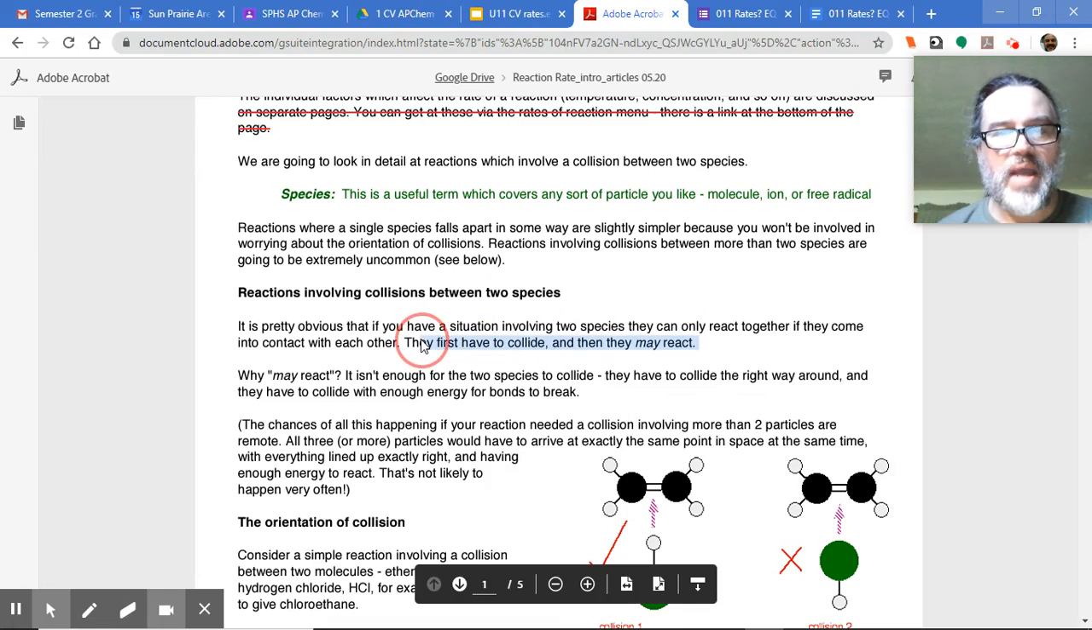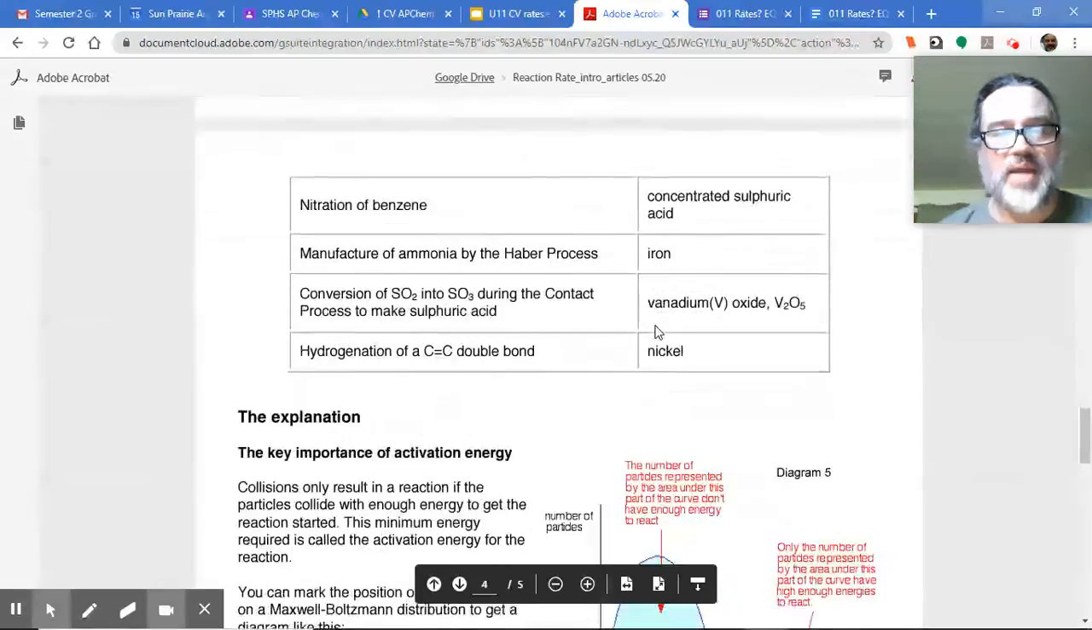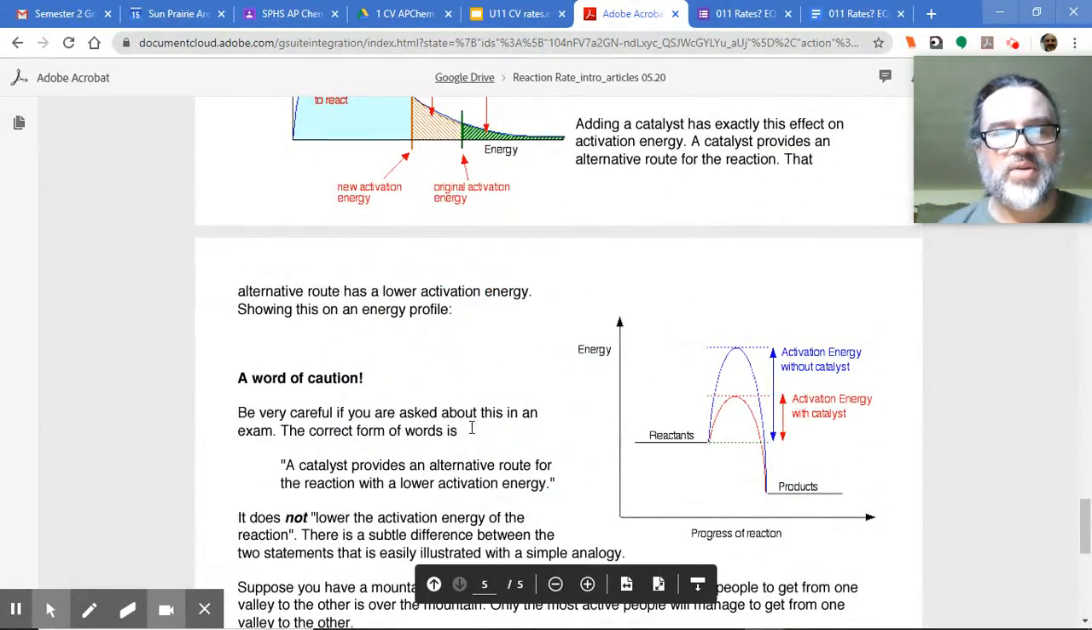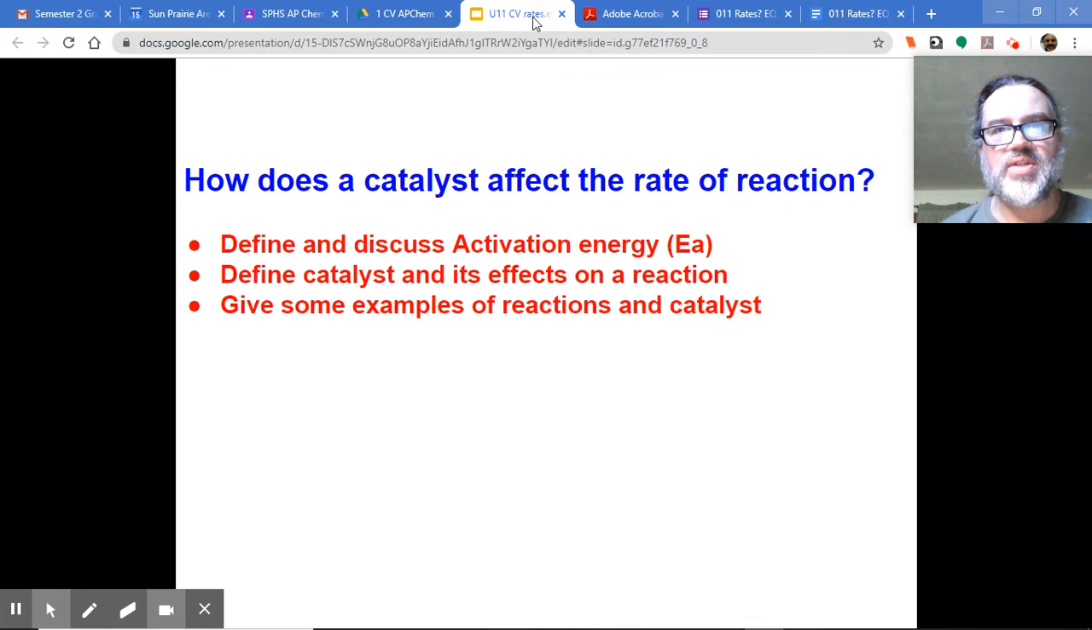why may they react? And we're going to talk a little bit today about the effect of catalysts on reaction rates. We want to make sure we understand that a catalyst provides an alternative route for reaction with a lower activation energy. It does not lower the activation energy of the reaction. So these kind of things are important. The readings will help you. There's obviously diagrams. Pay attention to those.